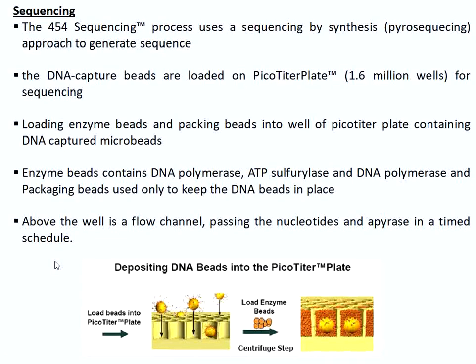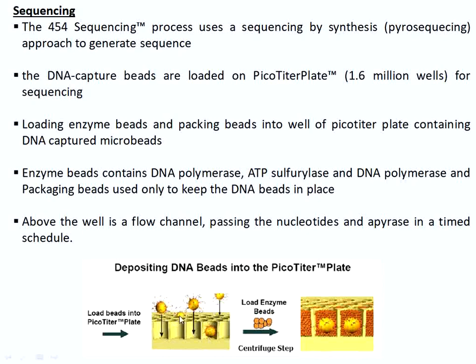Next step in 454 sequencing is sequencing, and the sequencing is mainly based on pyrosequencing technology, where the sequencing by synthesis method is carried out to sequence the DNA fragment. Here the DNA capture beads are loaded first on the picotiter plate. Whatever DNA capture beads contain multiple DNA copies of a single type of DNA fragment will be loaded on a picotiter plate which contains about 1.6 million wells for DNA sequencing.